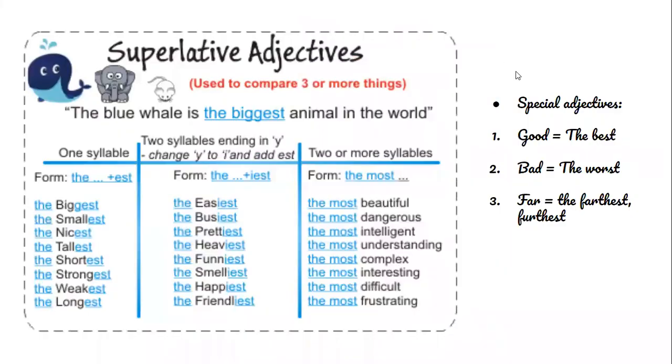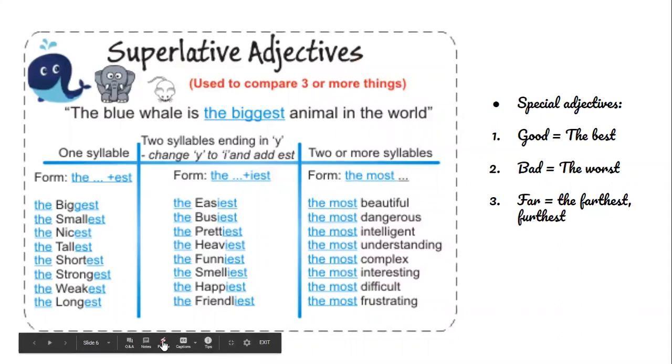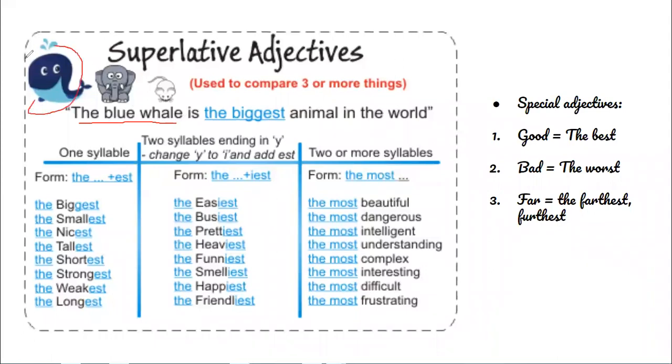Okay, let's continue. Next thing is superlatives, okay? Superlatives are very similar, but different at the same time. We are comparing now, but we're comparing one versus a group. So we have here a blue whale. Blue whale is one, versus animals in the world. That includes mice, elephants, sharks, giraffes, lions and all the other things. So now we stopped comparing one versus one, we are comparing versus a group.